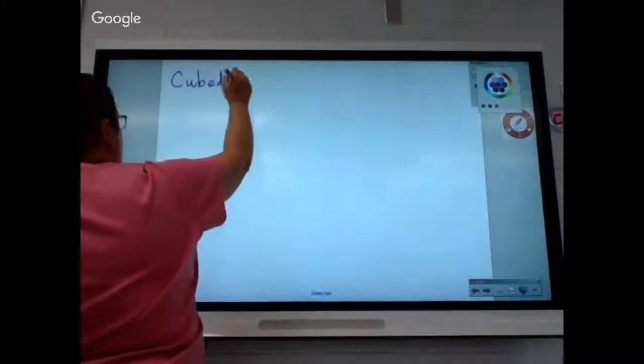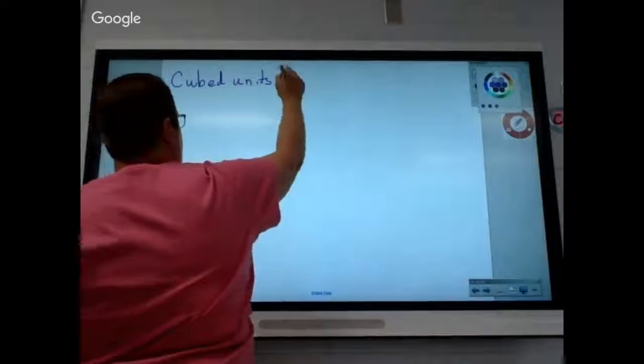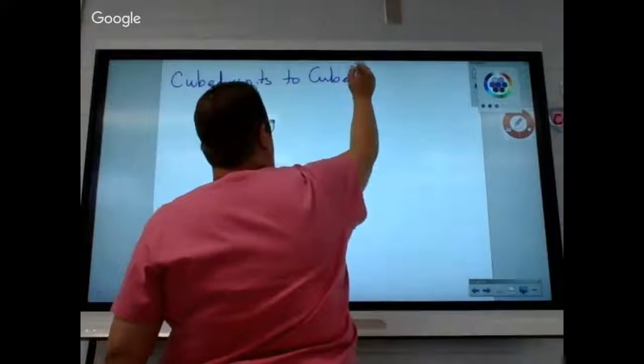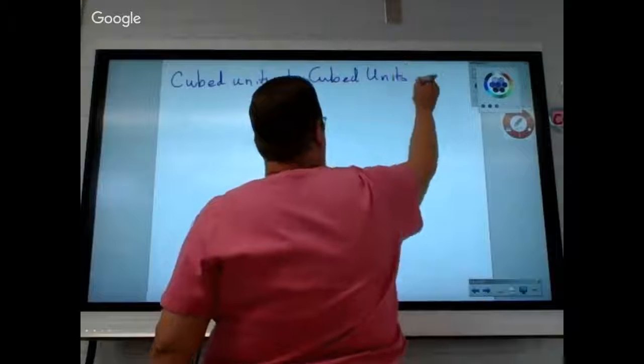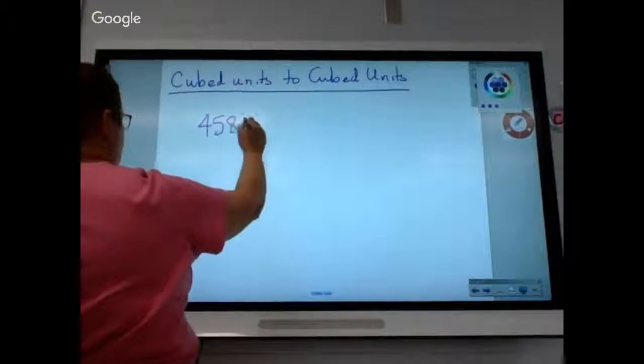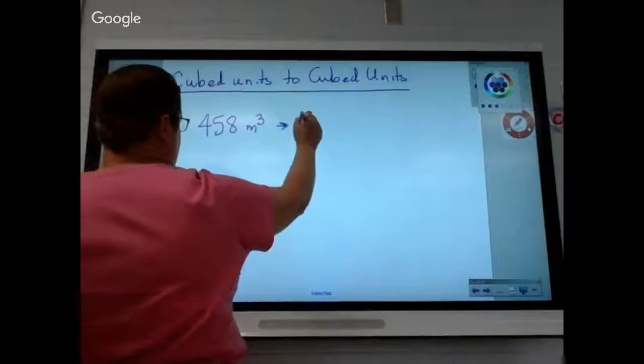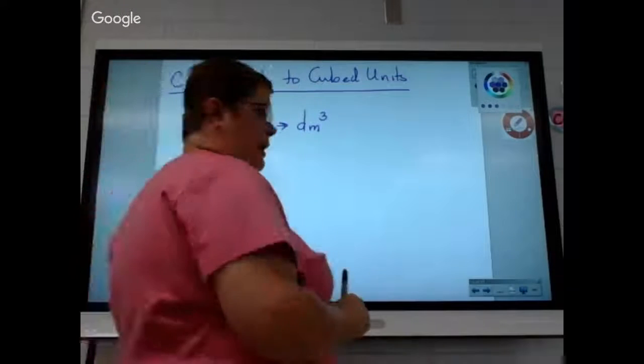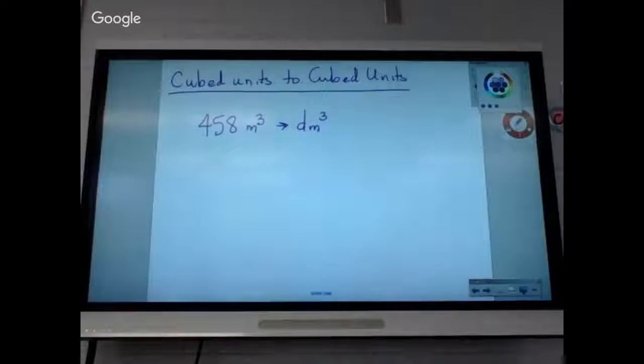Cubed units to cubed units. These work just like we just did. So suppose you have 458 meters cubed to decimeters cubed. Now, how does this look different from what y'all just practiced? It's cubed. That's the only thing that's different. When you look at these, they're both cubed. All of the steps are the same, except one tiny little addition we'll do at the end.